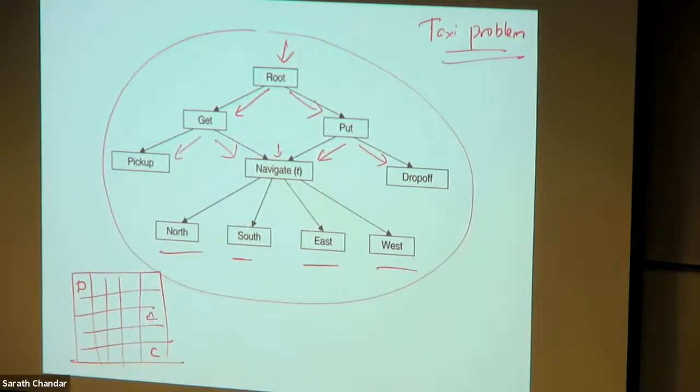Now navigate has a bunch of primitive options like north, south, east, west. Is the task clear? Any questions about the task? These two, the four-room world and the taxi problem, are famous examples that you will see in a lot of hierarchical reinforcement learning papers.